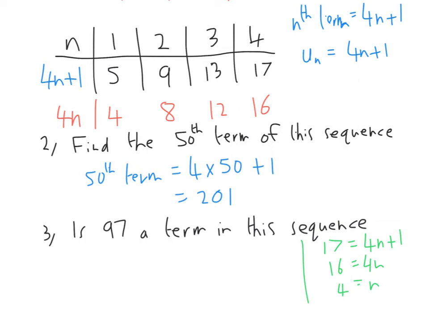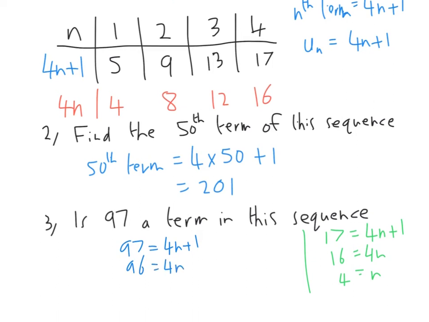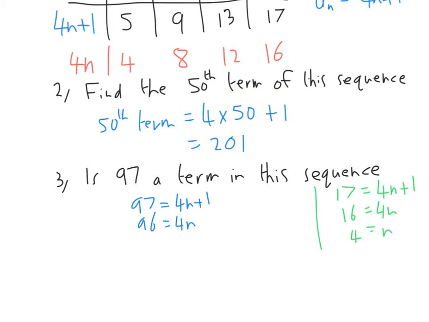That tells you that 17, because we substituted it into the formula for the nth term, is the 4th term, and so it is. 17 is the 4th term. So we want to do the same idea for 97 to see what term it is. We would write down 97 equals 4n plus 1. Take 1 off both sides to get 4n equals 96. And then when you divide 96 by 4, you end up with 24. So that tells you, yes, it is in the sequence, and it's going to be the 24th term.